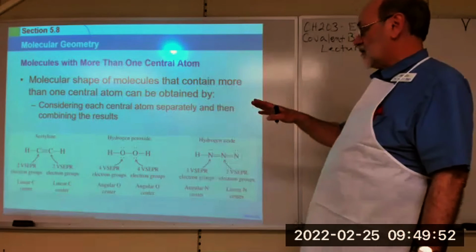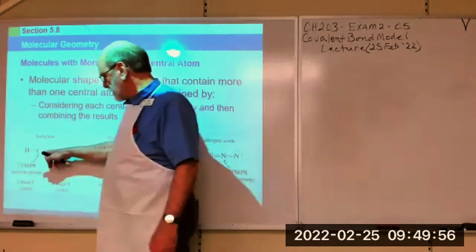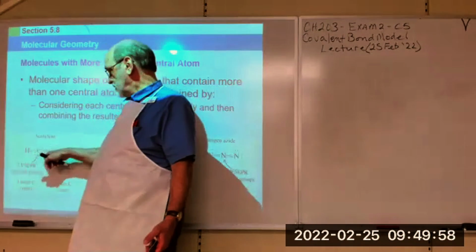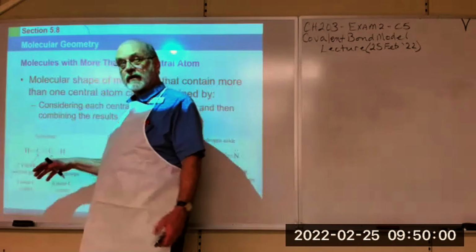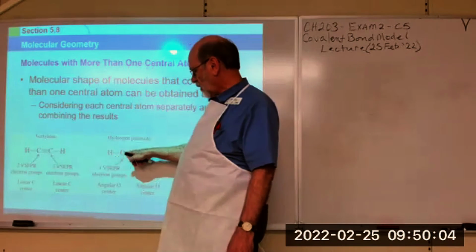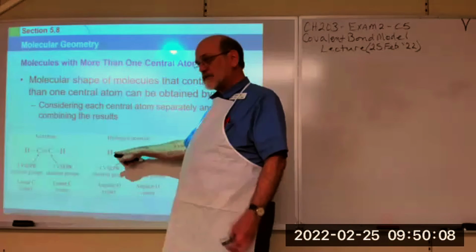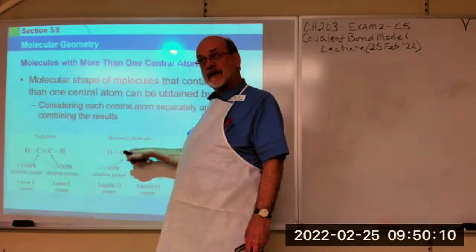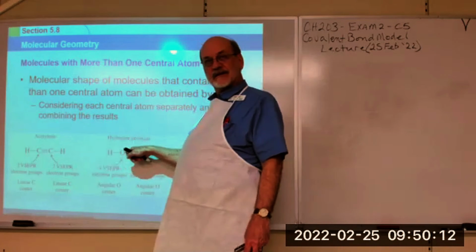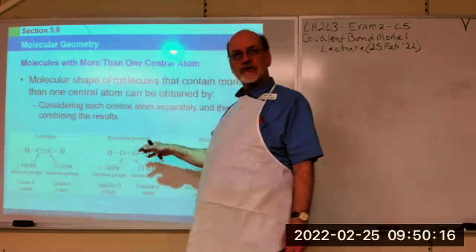Oh, examples of more than one central atom. So what's the geometry around this one? 1, 2, it's linear. How about this one? 1, 2, 3, 4 around that one. Right? That's tetrahedral electronic, and then it's bent molecular. And this one's also bent molecular. That's hydrogen peroxide.